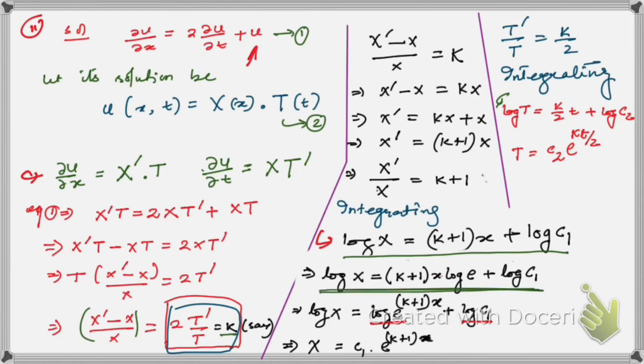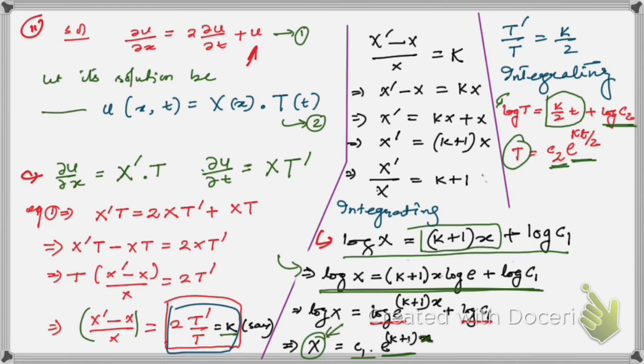After getting this result, we have got capital X is equal to c1 e to the power k plus 1 into x, which is this one. So that's why here we have got k by 2 into t. That's why here c2 e to the power kt by 2. Here we have taken the constant log c2, right? So we have got capital T and capital X. So use this value here in equation number 2.